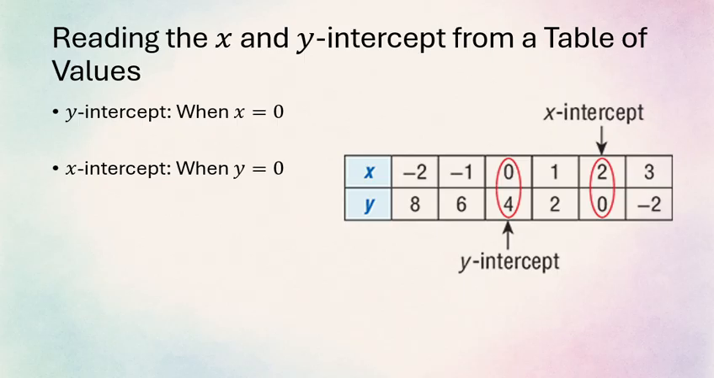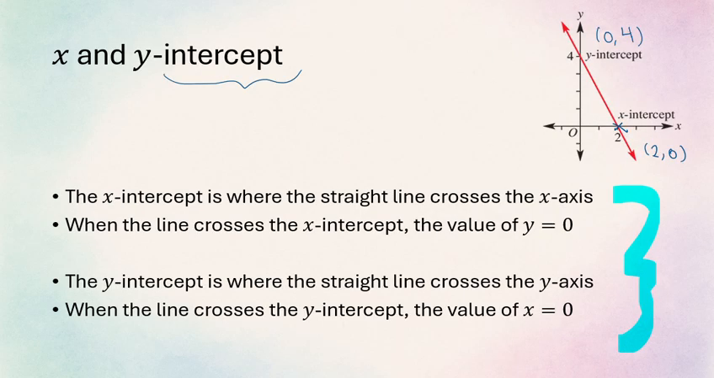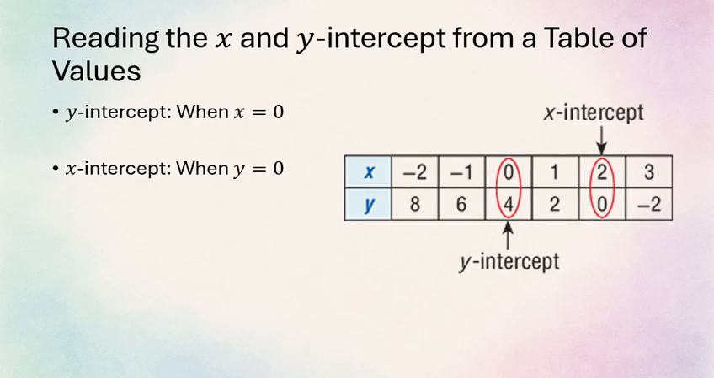Now, if you're reading it from a table, it's the same thing. Just have a look. When you want to find the x-intercept, just find when y equals 0. So where does y equal 0? At positive 2. Hence, that's the x-intercept right there. And then vice versa, you have the y-intercept. It's clear as day.